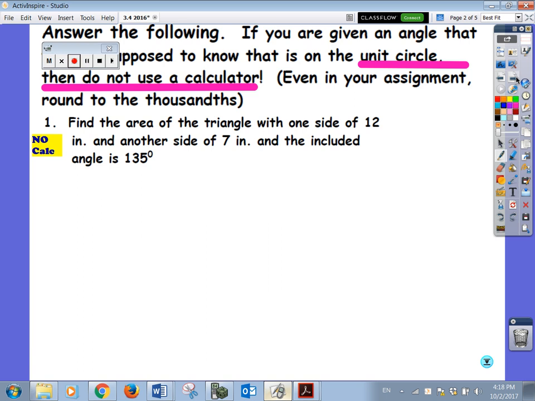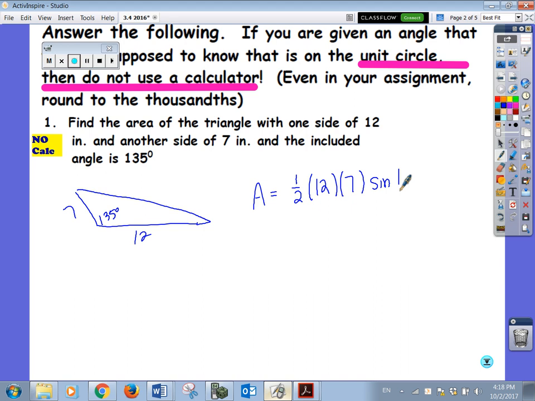So find the area of a triangle with one side of 12. So here's 12. Another side of 7. There's 7. And an included angle of 135 degrees. So there is a triangle. The area of that triangle is going to be 1/2 times one side times another side times the sine of the included angle, which it told us was 135 degrees. 135 degrees is an angle that is on our unit circle.